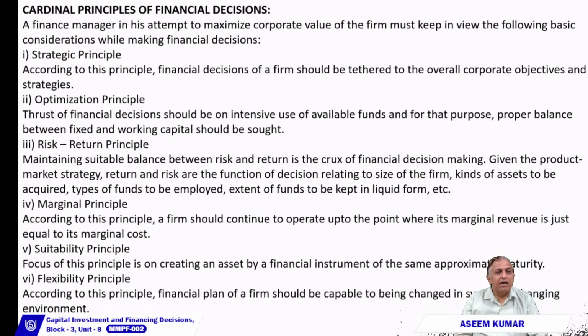Risk return principle. Maintaining a suitable balance between the risk and return is the crux of financial decision making. How? Because it should not be too risky, it should not be too liberal. Given the product market strategy, return and risk are a function of decision making relating to the size of the firm, kinds of asset to be acquired, type of funds to be employed, extent of funds to be kept in liquid form, etc.